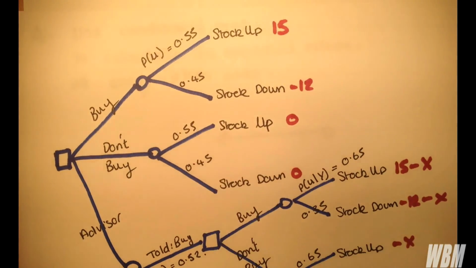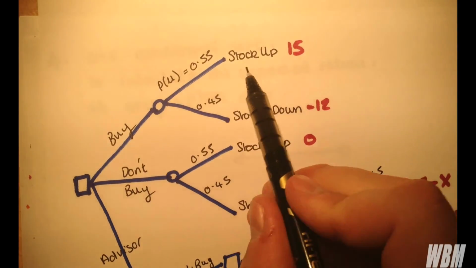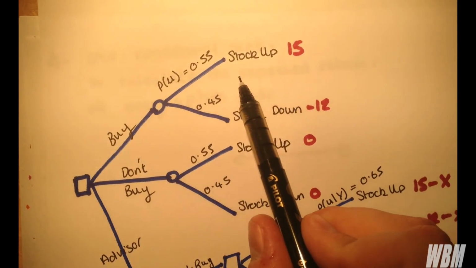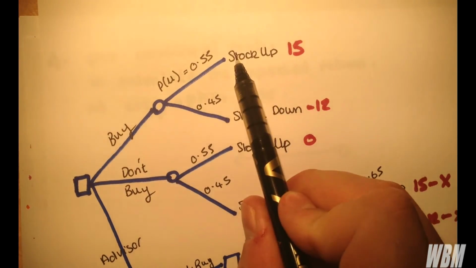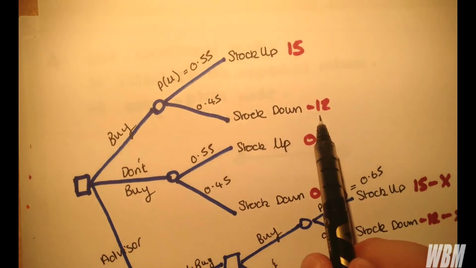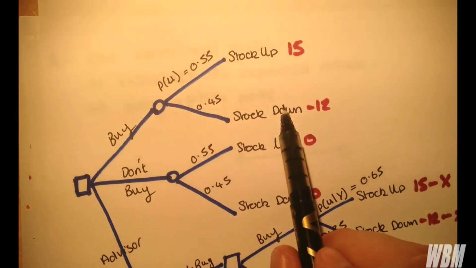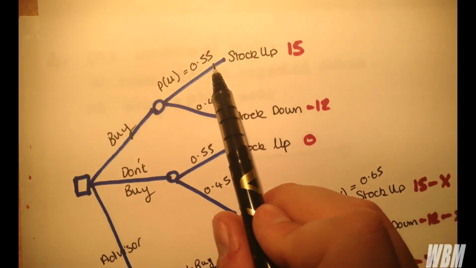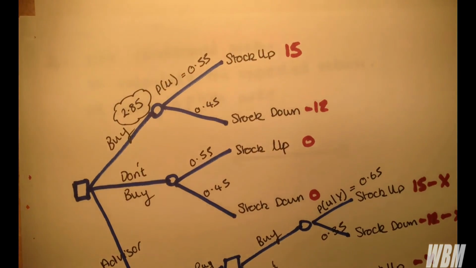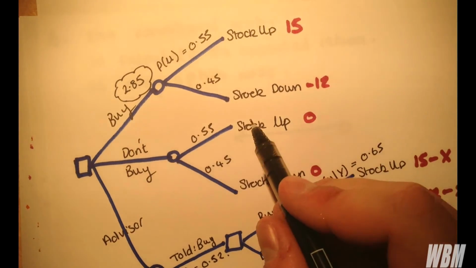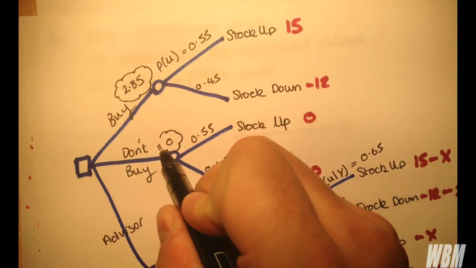So how does this affect our decision tree? Well, if we take 0.55 and 15 and multiply them, and 0.45 and minus 12, multiply them, we have 0.55 lots of 15 minus 12 lots of 0.45, and we have 2.85 as a value up by here. And the same follows that we have a 0 here.